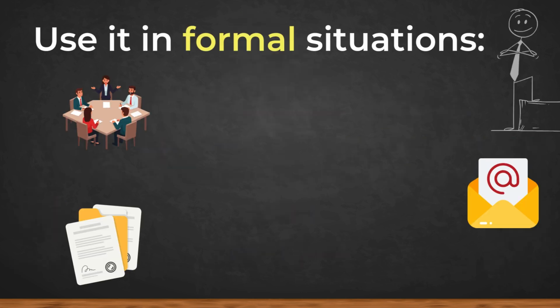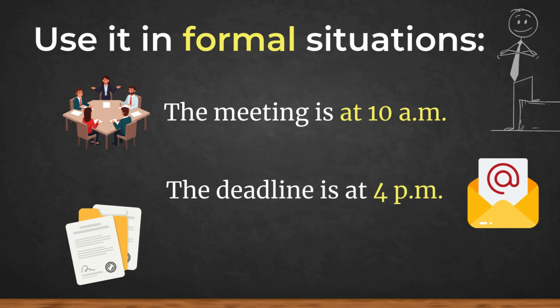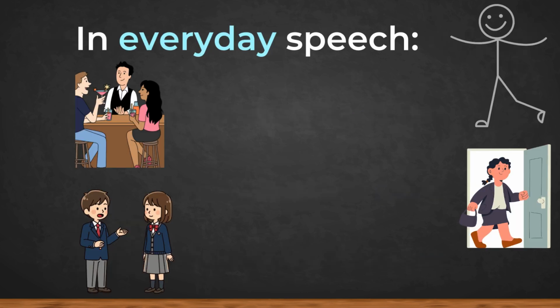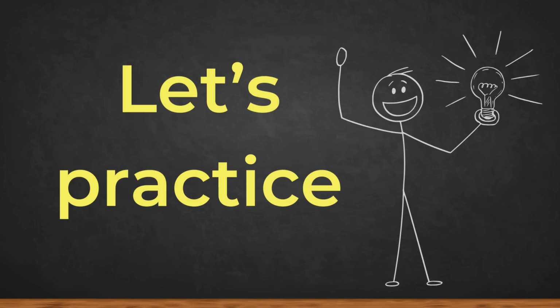When do we use AM, PM? In formal situations: the meeting is at 10 a.m. The deadline is at 4 p.m. School starts at 8:15 a.m. In everyday speech, the context is clear: meet at the bar at 10, we finish at 4 o'clock. School starts at 8:15.